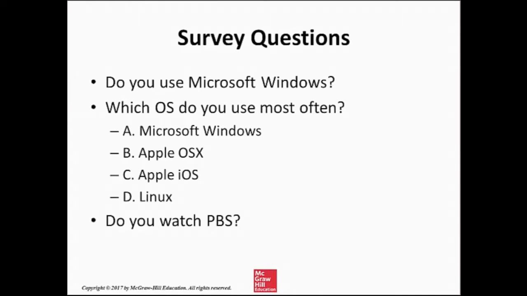Here's an example of some survey questions. Do you use the Microsoft Windows operating system? That's a yes or no, or dichotomous, question. What operating system do you use the most often? A, Microsoft Windows, B, Apple OS X, C, Apple iOS, or D, Linux? That's a multiple choice question. And then another yes or no question is, do you watch the public broadcasting system?